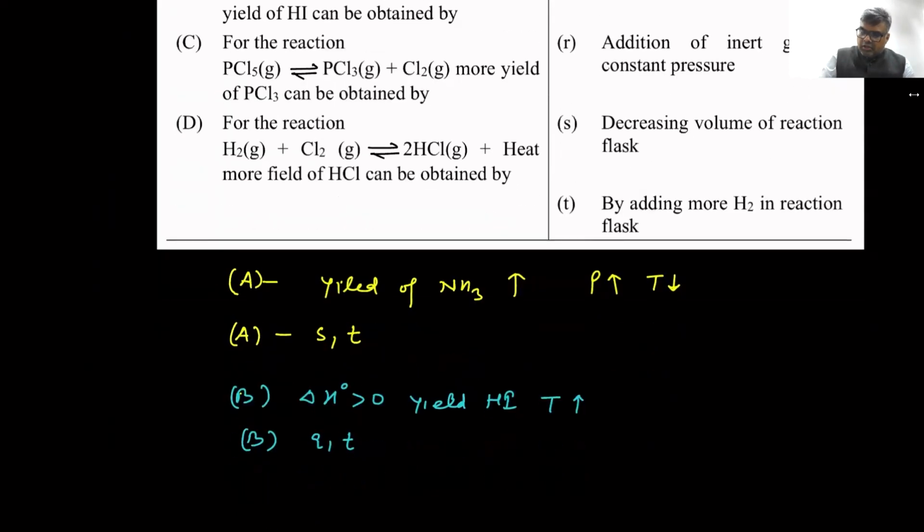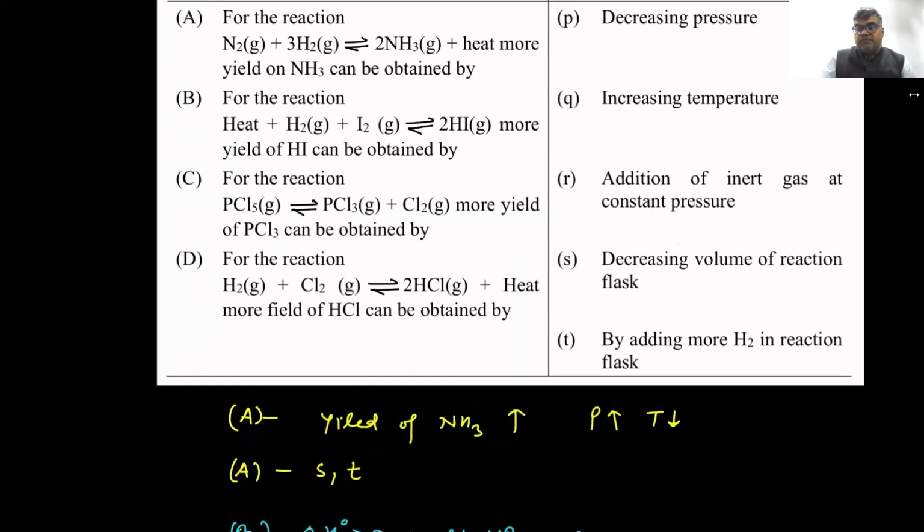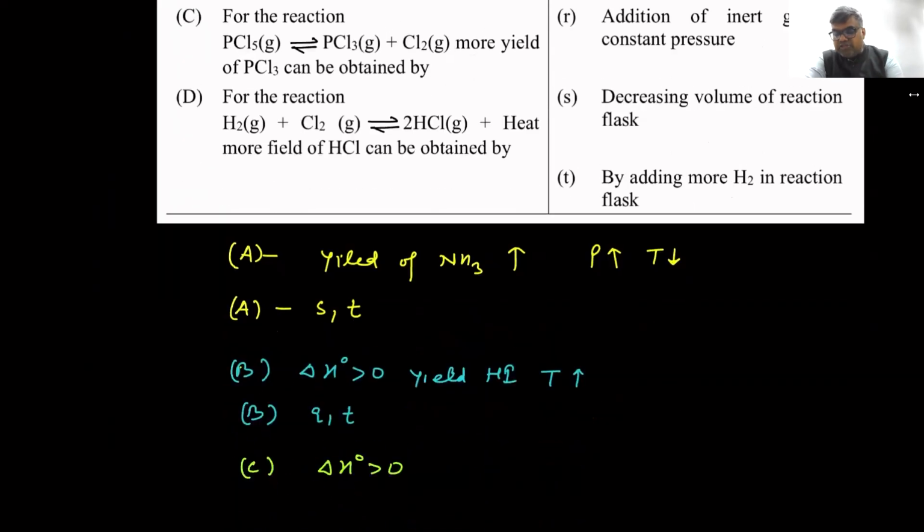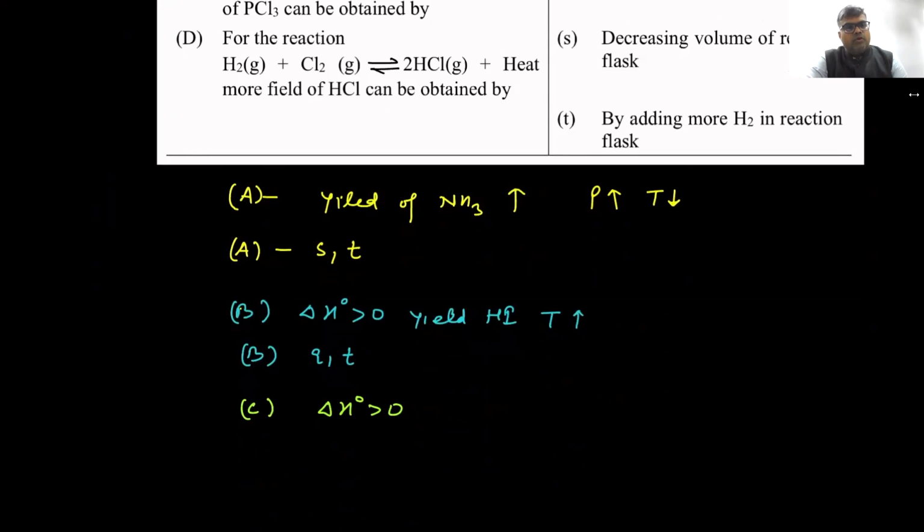Clear? Now for option C, PCl5 gives PCl3 plus Cl2, and more yield of PCl3 is to be obtained. Here you'll see that heat is not given. Since it is a thermal decomposition, by observation you can predict delta H naught is positive. Even for the first reaction, if it is not given as endothermic or exothermic, you should be clear, because it can be covered from the P-block topic, hydrides of the nitrogen family in our course. There we know that the formation of ammonia is exothermic, while all the other hydrides are formed by endothermic reactions. So that part can be incorporated in the question.